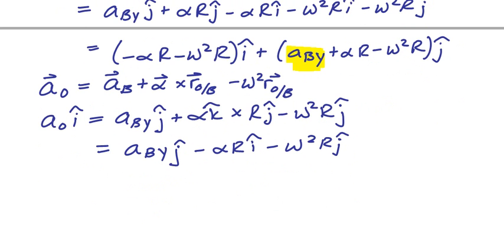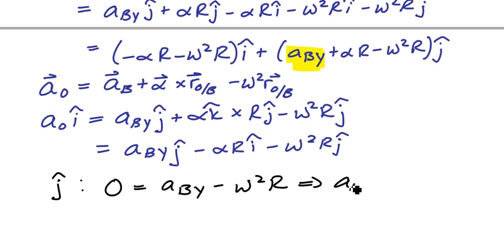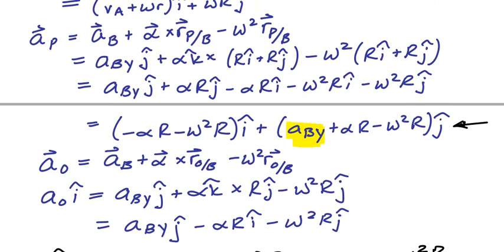This is a pretty nice equation because if we look at this, we realize that if we pull out simply the j component, we have that 0 is equal to ABY minus omega squared times big R, which of course gives me that ABY is simply equal to omega squared R, and we can take that value and substitute it in right back here and get an answer for the second term we were asked for, namely the acceleration of point P.